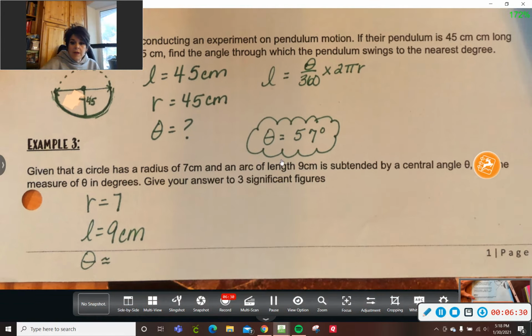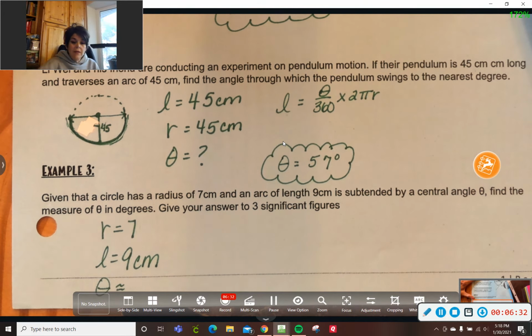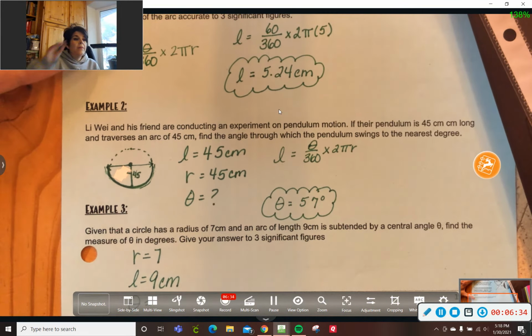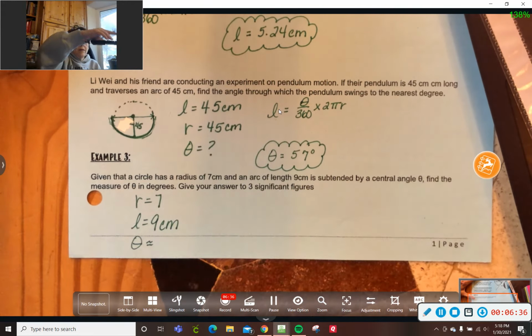Let's see if I can move that up some. Nope, it's not going to let me. Let me zoom out, move up. I'll move up that way.